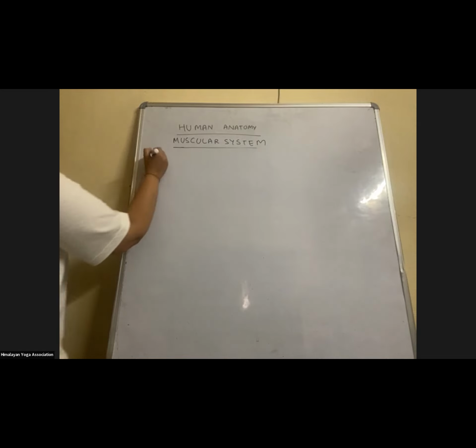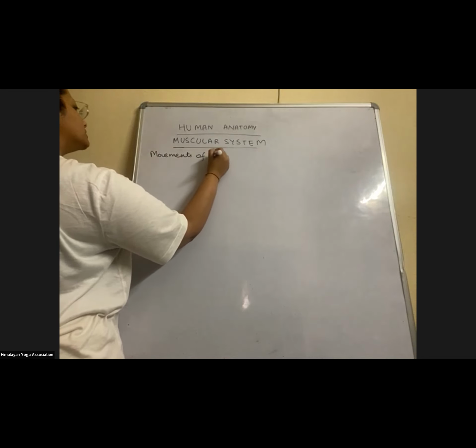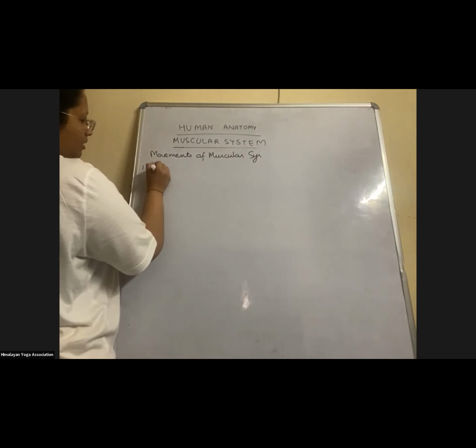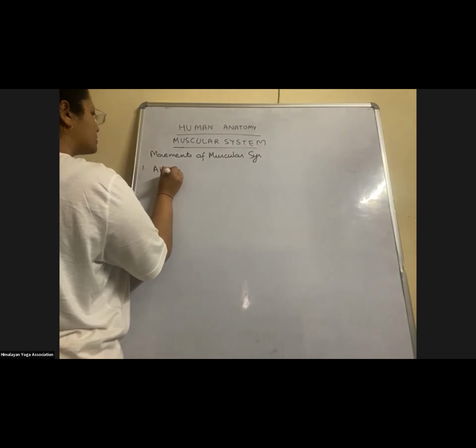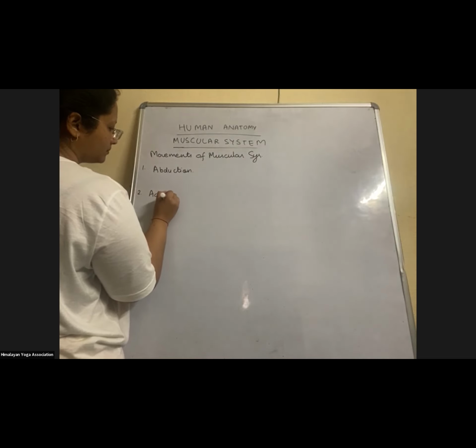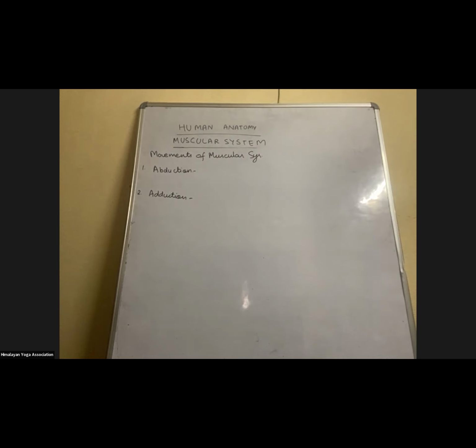Okay, now there are movements of the muscular system. One is abduction, the other is adduction. Can you tell me what is abduction and what is adduction? Adduction is to the middle and abduction is away from the middle. Which is away from the middle? Abduction. Abduction is to the outside and adduction is to the inside.